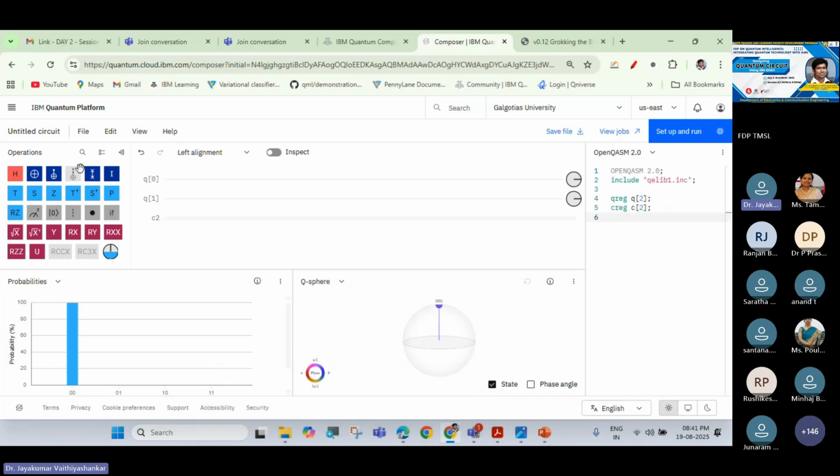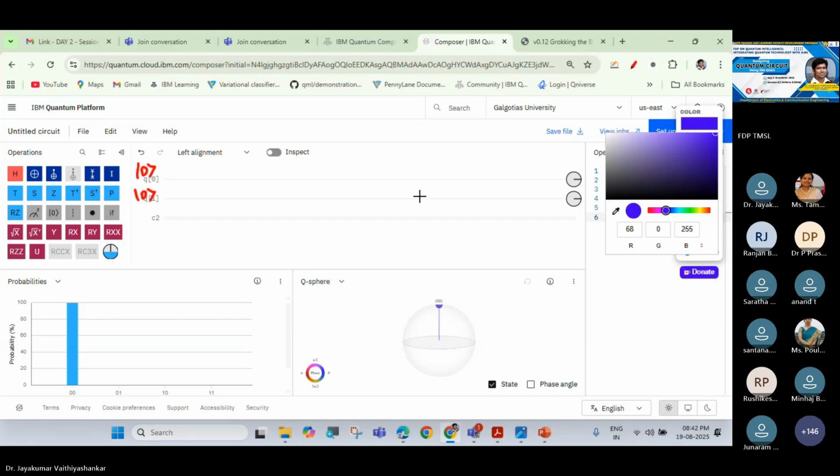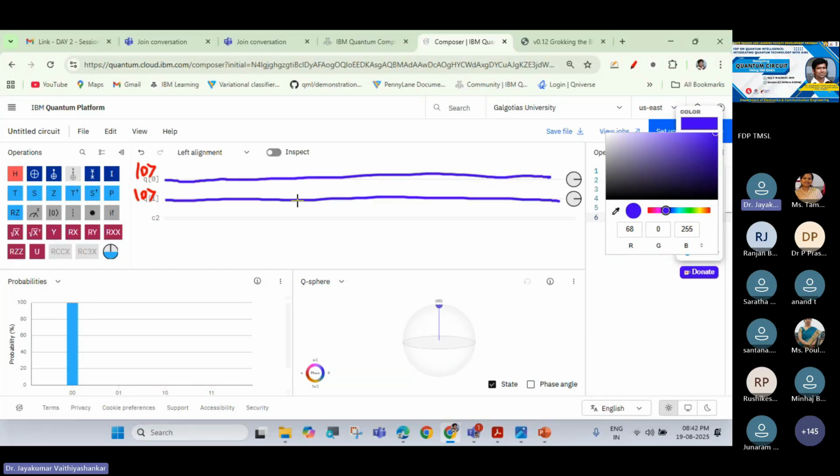Okay, all qubits start from state 0. This is state 0, and this is state 0, because these are known states. The circuit is empty. Here you can see wires. This is your wire, imagine it like a classical electrical wire. There is no power supply, so you can consider state 0 as the off state.